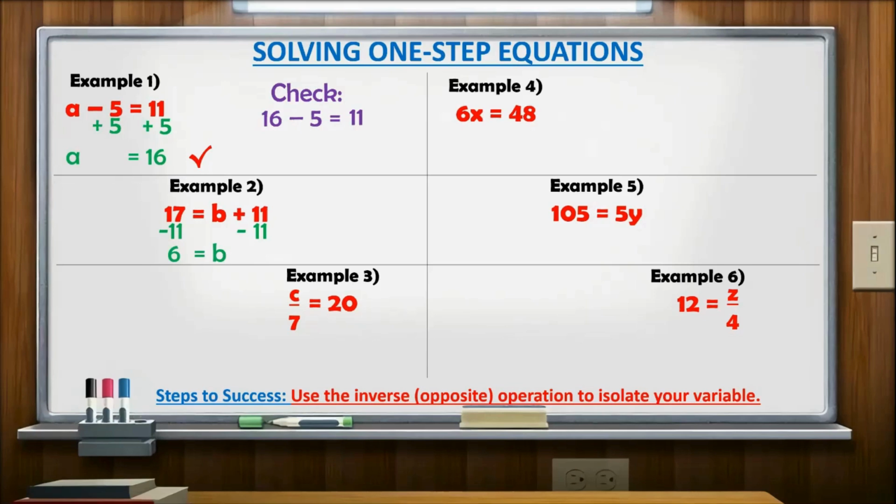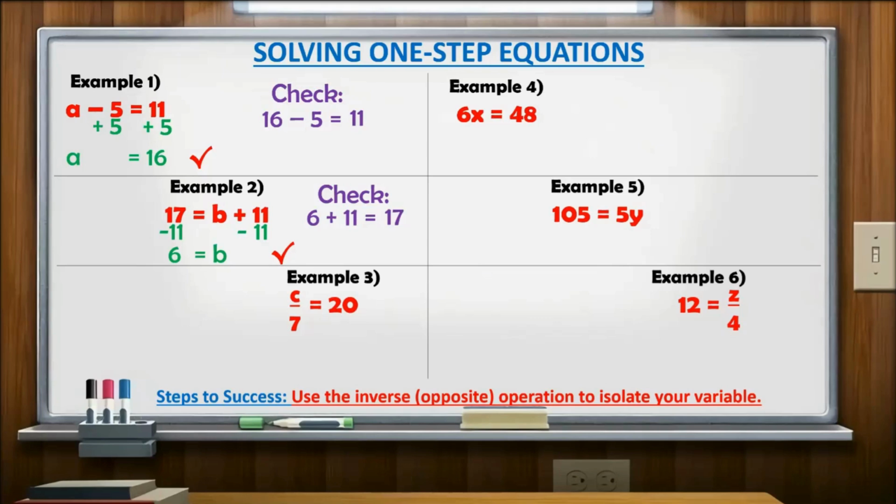Again, we can do our check of using substitution to see if my answer for the variable is correct. So b is equal to 6. 6 plus 11 is in fact 17. And there you have it. Example 2 has been completed.